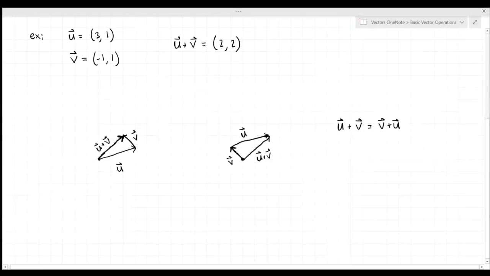All right, so that's one way that you can visualize vector addition, as if you connect them head to tail, then their sum forms this third edge of this triangle here.